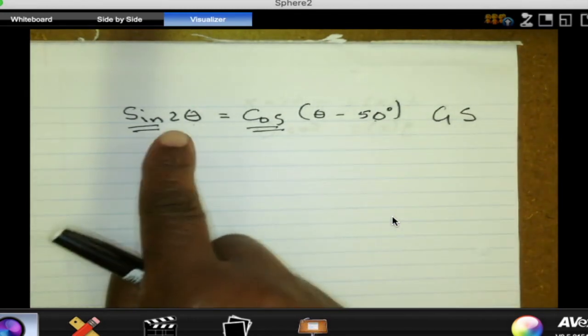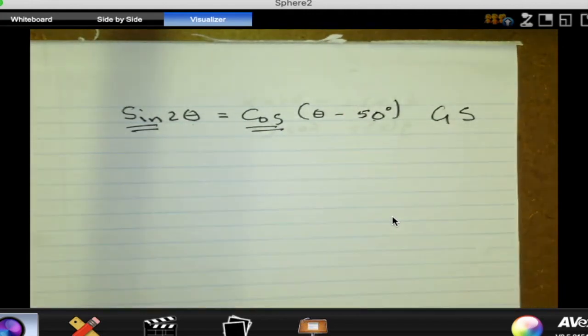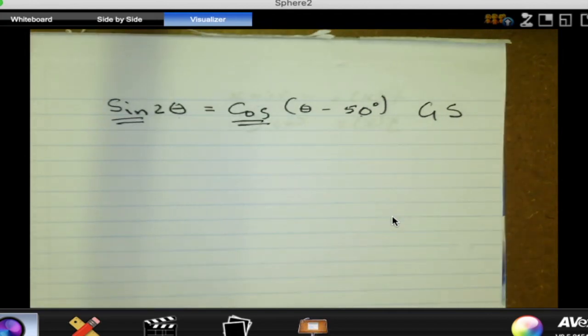But if this was sine of 2 theta and that was cosine of 2 theta, then we could change everything to tangent of 2 theta. Because sine and cosine are co-functions or co-ratios, we can change one of them. We can change sine 2 theta and write it as cosine of something. Remember that two angles that add up to 90 degrees are complementary. Or we can change cosine of theta minus 50 and make it sine of something. So it's up to you. Which one do you want to change? You want to change cosine.